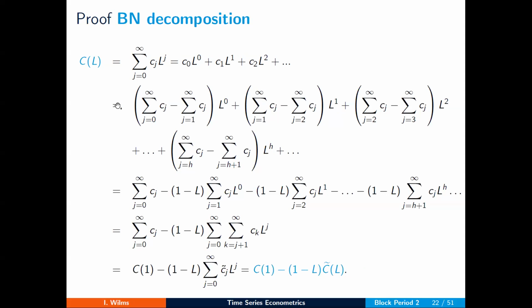Now in the next line, I regroup the constants, so the C's, in terms of a difference between two sums, as indicated by these large parentheses over here. So what is C naught? C naught is nothing more than the difference between the entire infinite sum and the infinite sum that starts at one. So this guy over here. Similarly, C1 is nothing more than the difference between the infinite sum that starts at one and the infinite sum that starts at two. So this guy over here. And so on for the other terms that are involved.